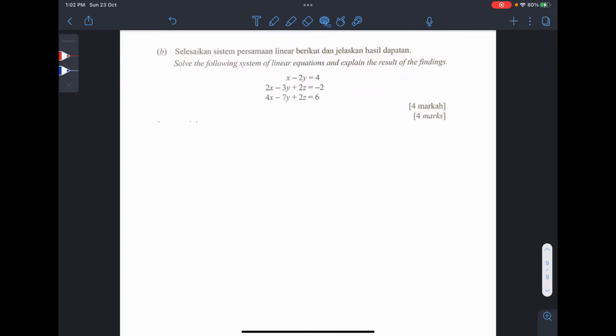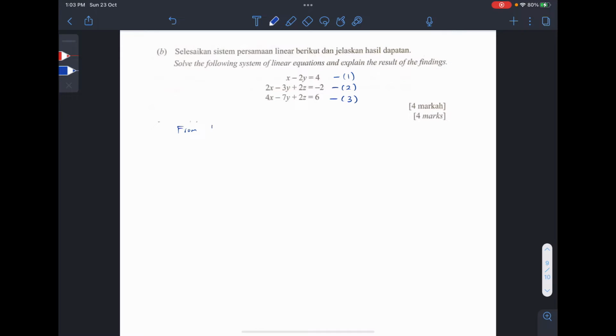So we are on question 4b right now. It says over here, solve the following system of linear equations and explain the result of the findings. We have a 4 mark question over here. So let's begin, guys. First thing first, let's label all our equations by naming them 1, 2, 3. Just by looking at them, I'm going to pick number 1 to start with.